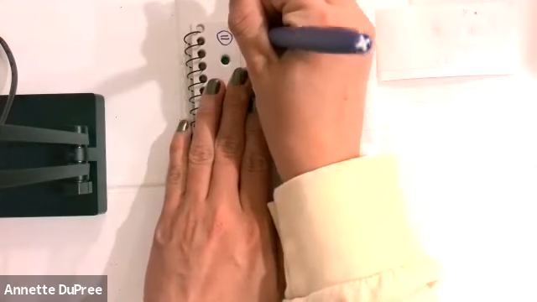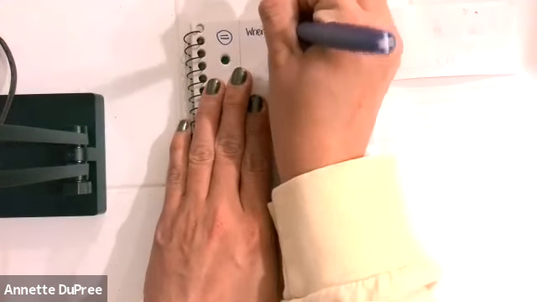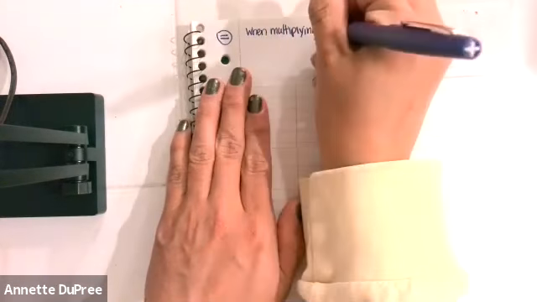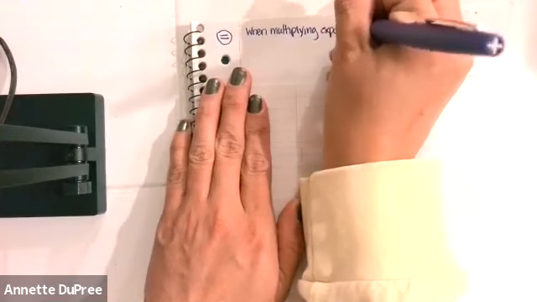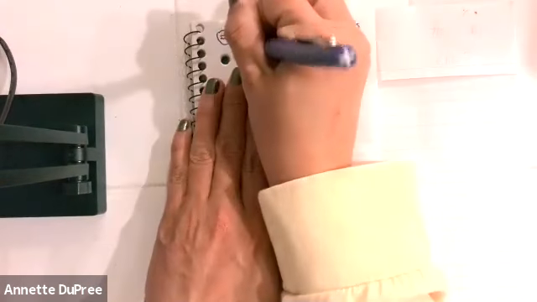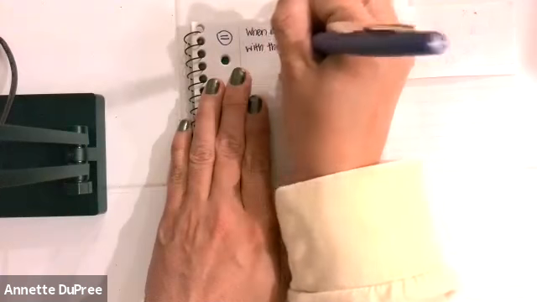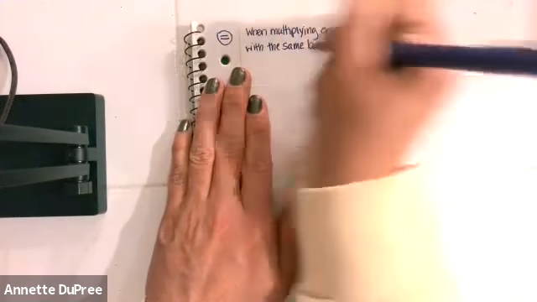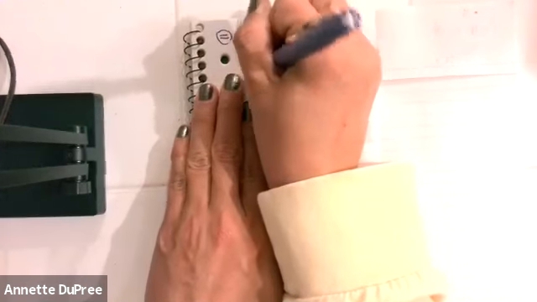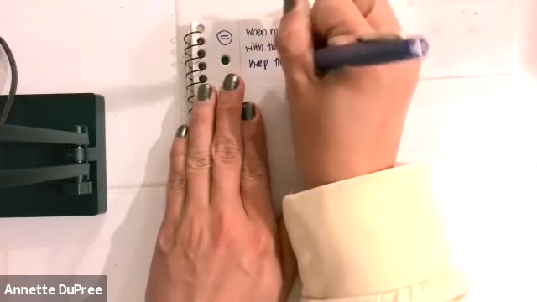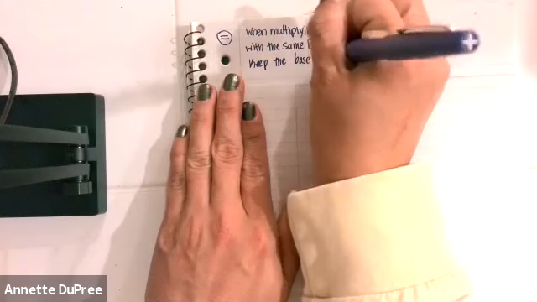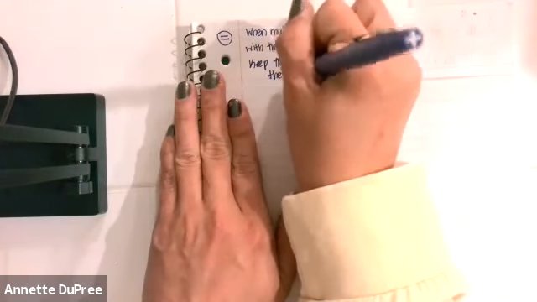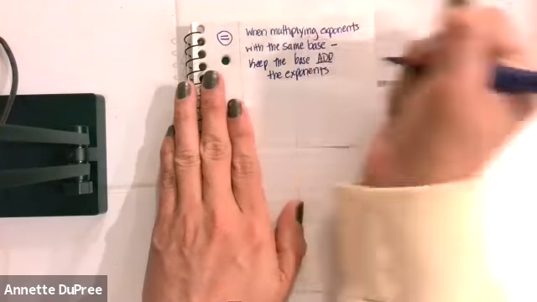So what the rule says is when multiplying exponents with the same base, here's what we're going to do. We're going to keep the base, and we're going to add the exponents. Okay, so we're going to have 2 examples here.